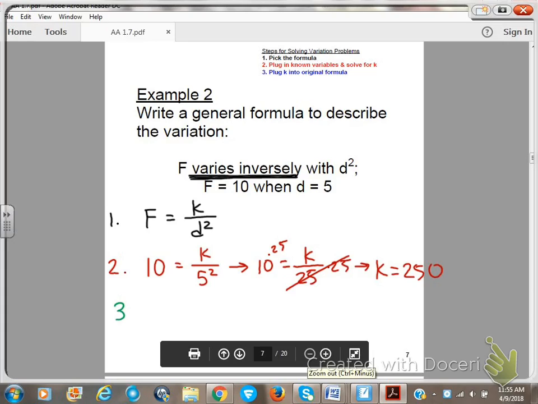Plugging that value back in, we have f equals 250 over d squared. So that's our general formula for when f varies inversely with d squared. f equals 10 when d equals 5.